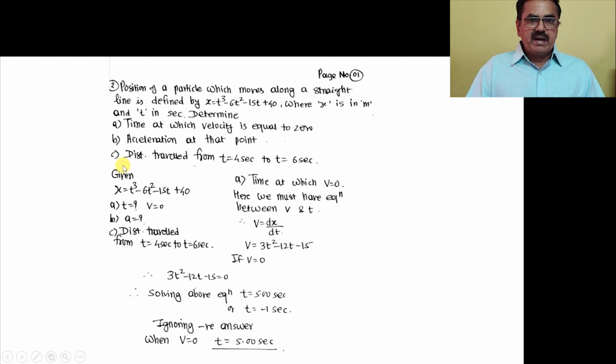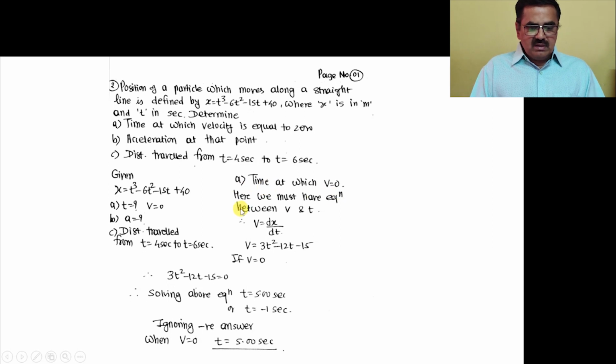First, it is good practice to write the given data like this. Given equation x is equal to t cube minus 6t square minus 15t plus 40, and we have to calculate time t when velocity is equal to 0. Find acceleration at the above time and find distance traveled by the particle from t is equal to 4 seconds to t is equal to 6 seconds. Okay. So here, in the first part we will consider the time at which v is equal to 0.